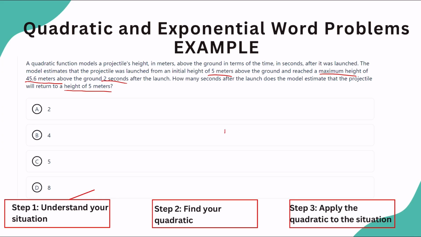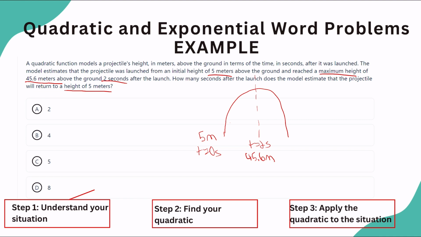So our projectile starts here, goes up, comes back down. So starting at a height of 5 meters, and this is at time equals 0 seconds, and then here at time equals 2 seconds, exactly halfway through our parabola, it's going to be at 45.6 meters.